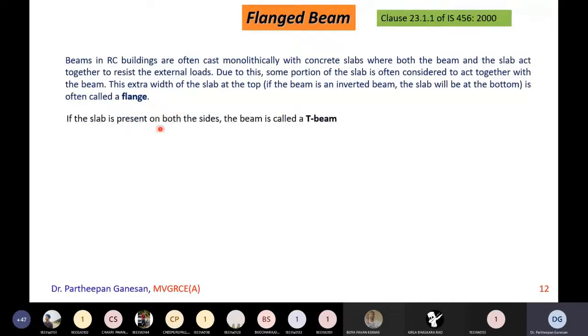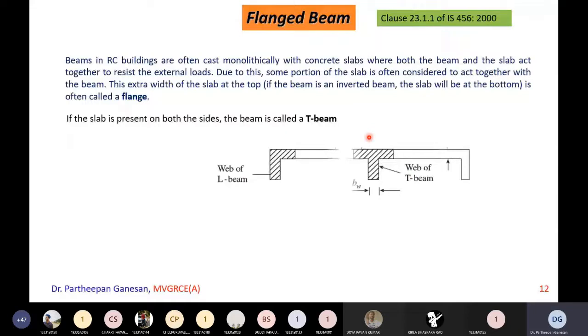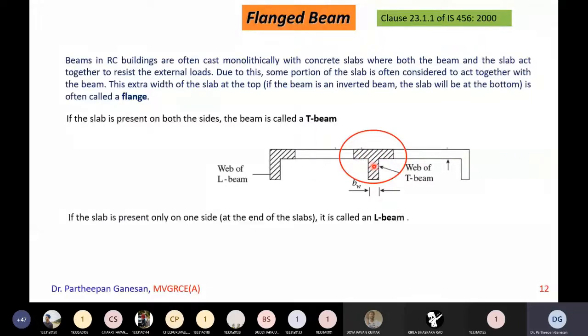So for example here, if the slab is present on both sides, the beam is called T-beam, this one. If the slab is present on both sides of the beam, like here left side also there, right side also there, slab is there, so it is called T-beam. If the slab is present only on one side, like here, it is only on the right side of the beam, such a beam is called L-beam. Here also, any end beam is designed as an L-beam.